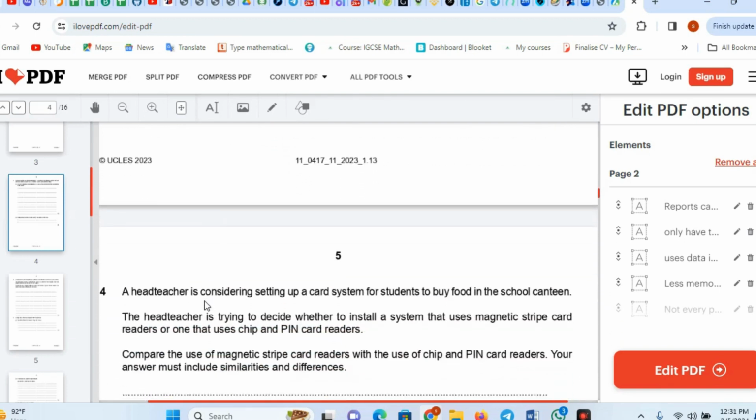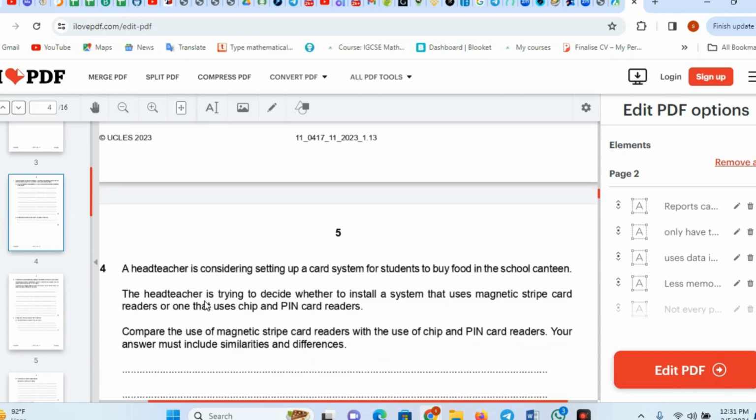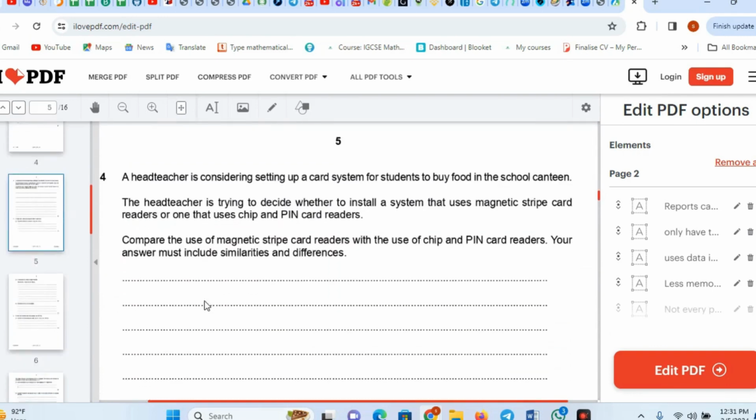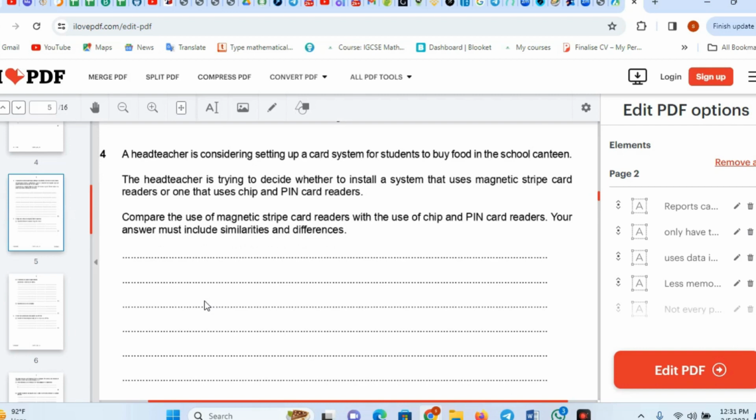You can also use the sensor to write your answer. So let's go to question number 4. Question number 4 says, a head teacher is considering setting up a card system for students to buy food in the school canteen. You all know a school canteen, right?